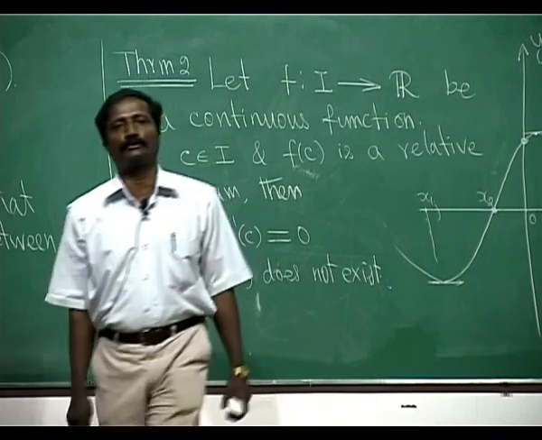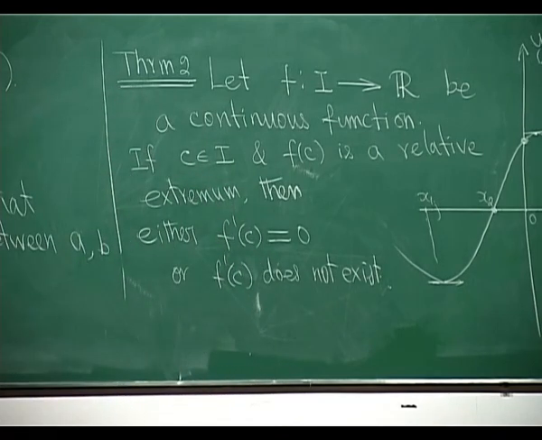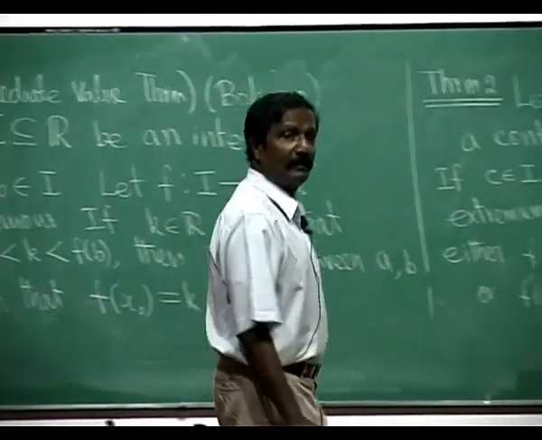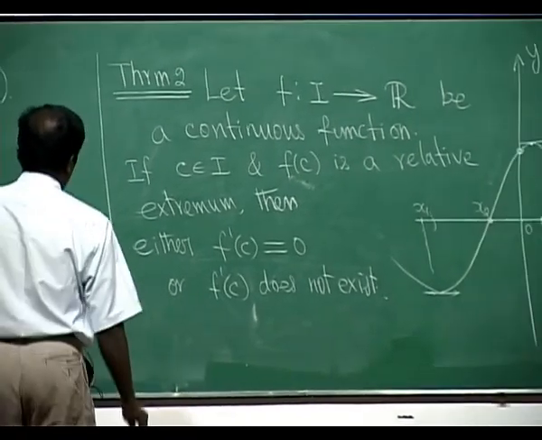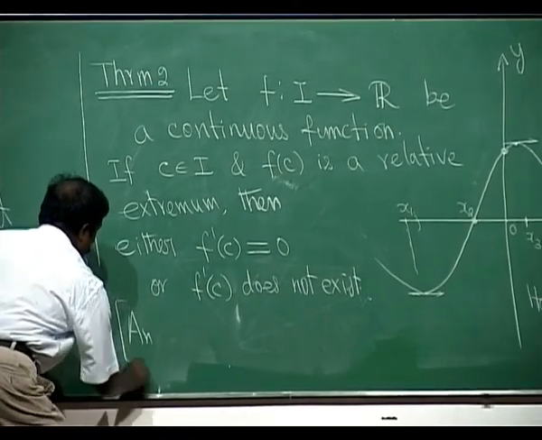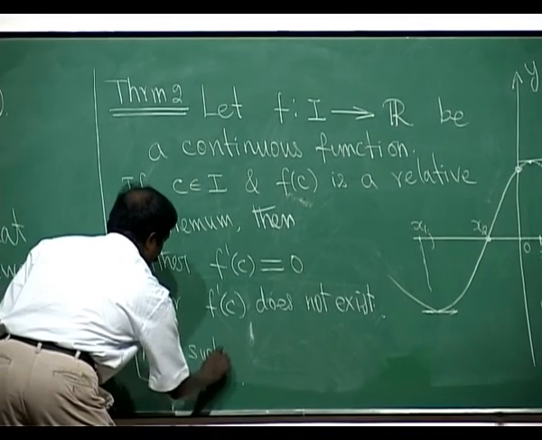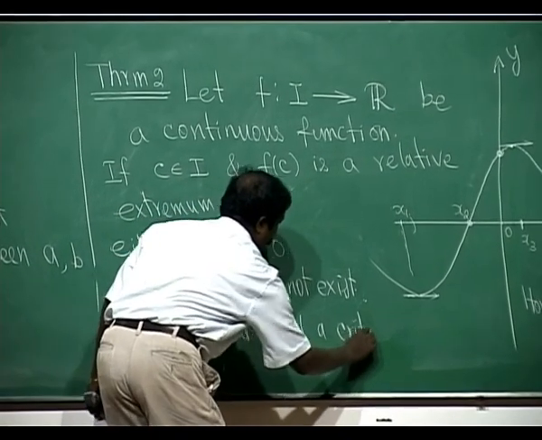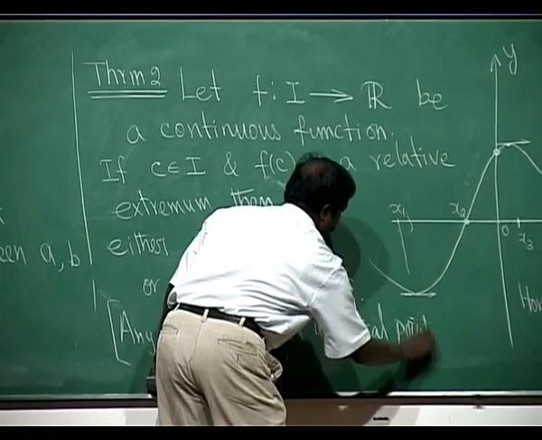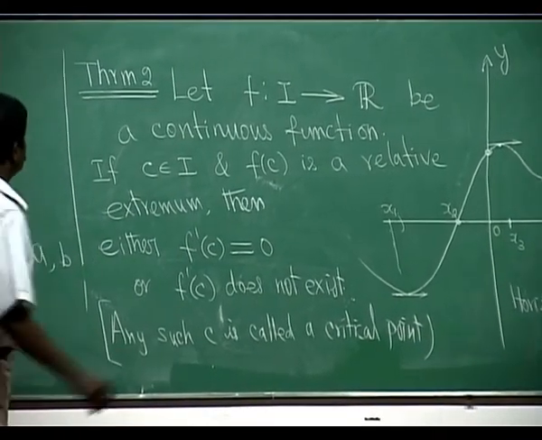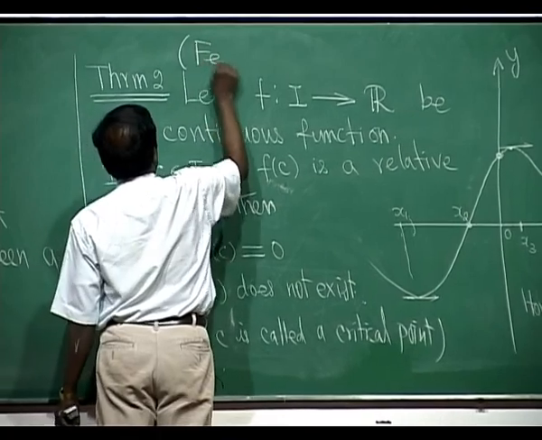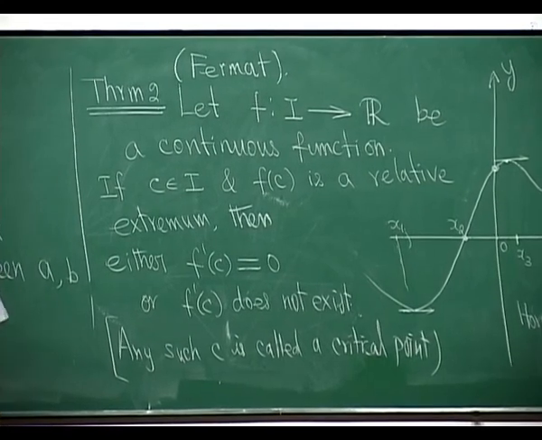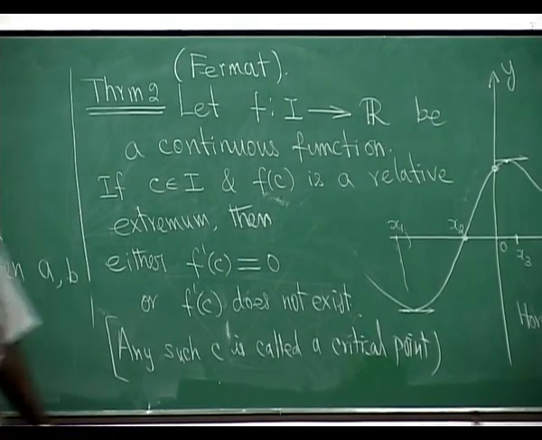These points are important for us to find where we may have local maximums and local minimums, right? And any such c, this is not part of the theorem, any such c is called a critical point. This theorem is due to Fermat, which helps us locate where local max, local min could happen.